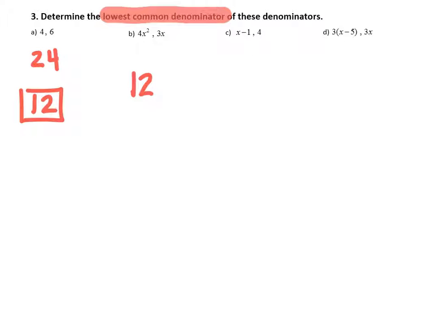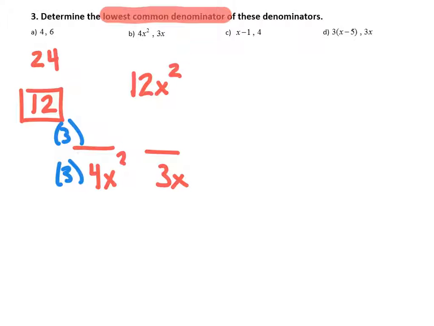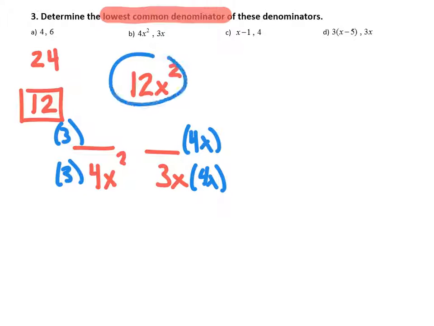You have an x squared and an x, so x squared would be the lowest thing that could be common in both. So in other words, if you had 4x squared and the other side was 3x, we would multiply this side by a 3 top and bottom, and this side we would multiply by a 4x top and bottom to make this our lowest common denominator.